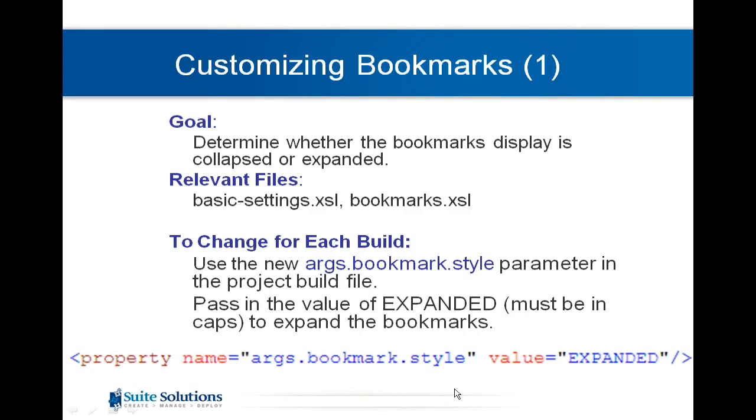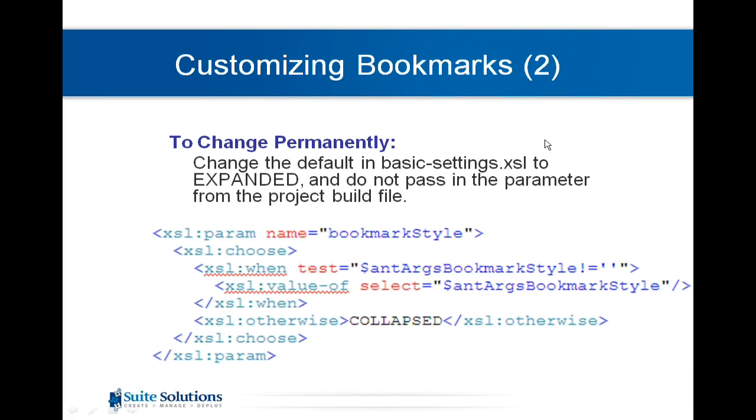on a more permanent way, is to change the default in the basic settings file. So you'll see here I pasted the little parameter that is in basic settings on the screen. And you can see that it's called bookmark style, and it says if that bookmark style is passed in from the project build file, and that's a different name, that's just because of the internal variable naming convention, not because it's a different parameter, then use whatever is there. So if we already passed in expanded, use expanded. Otherwise, if it's not passed in, make it collapsed.